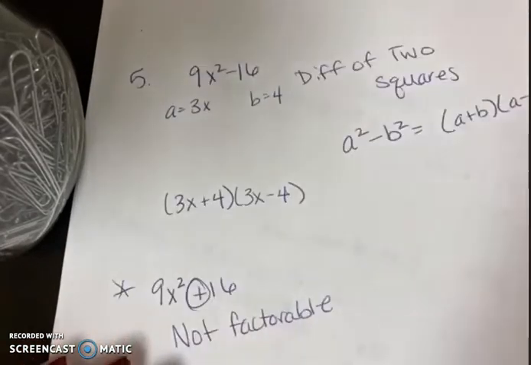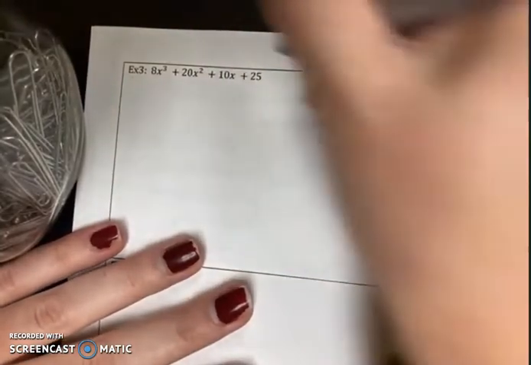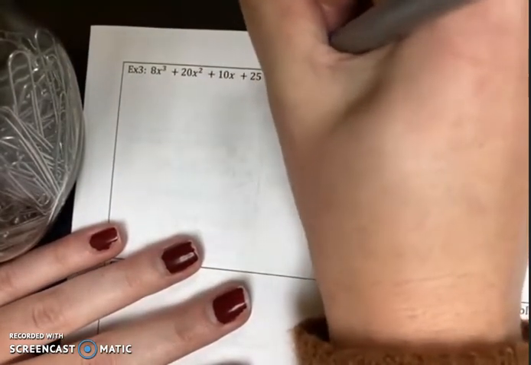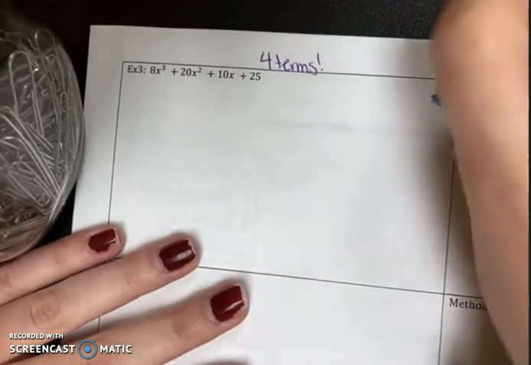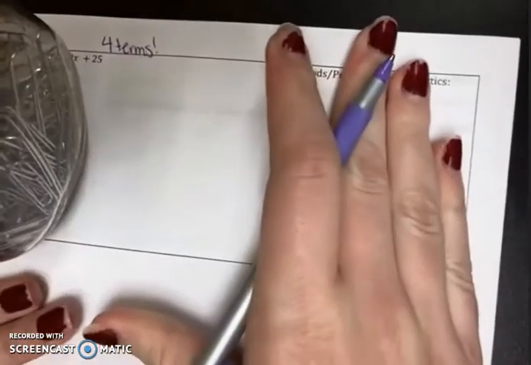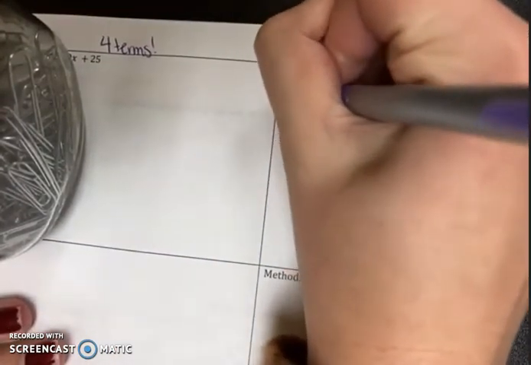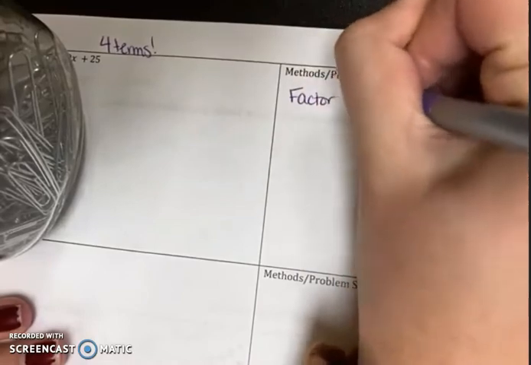Let's take a look at the next one, which is example 3. For example 3, we have 4 terms now. Whenever we have 4 terms, we know that we need to factor by grouping. So over where it says methods or problem solving tactics, we're going to write factoring or factor by grouping.